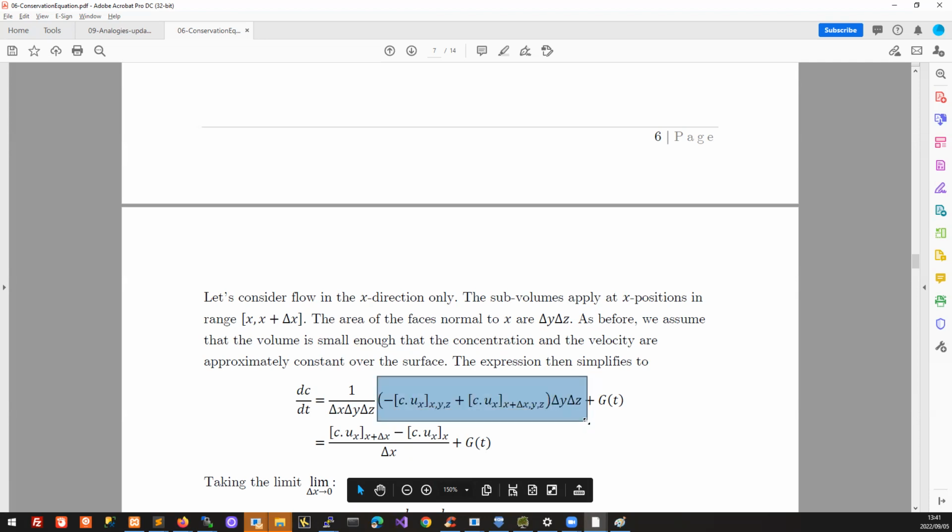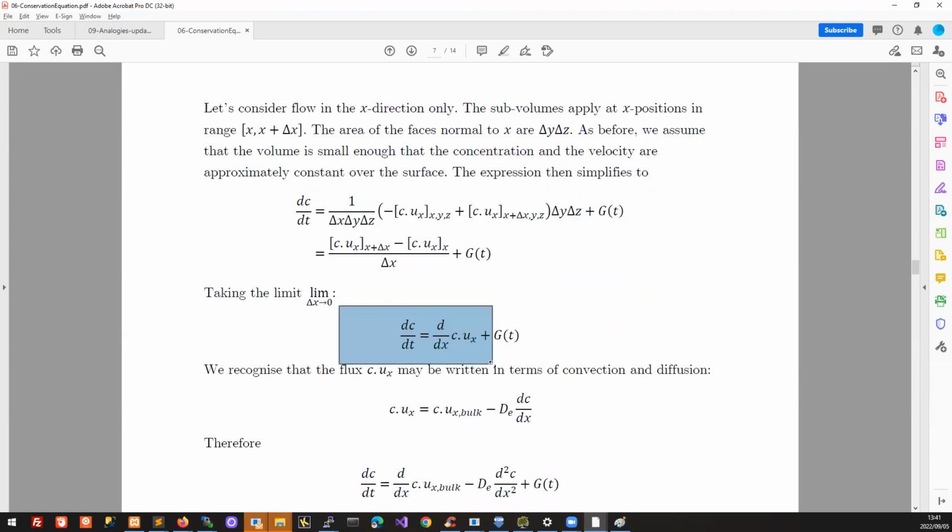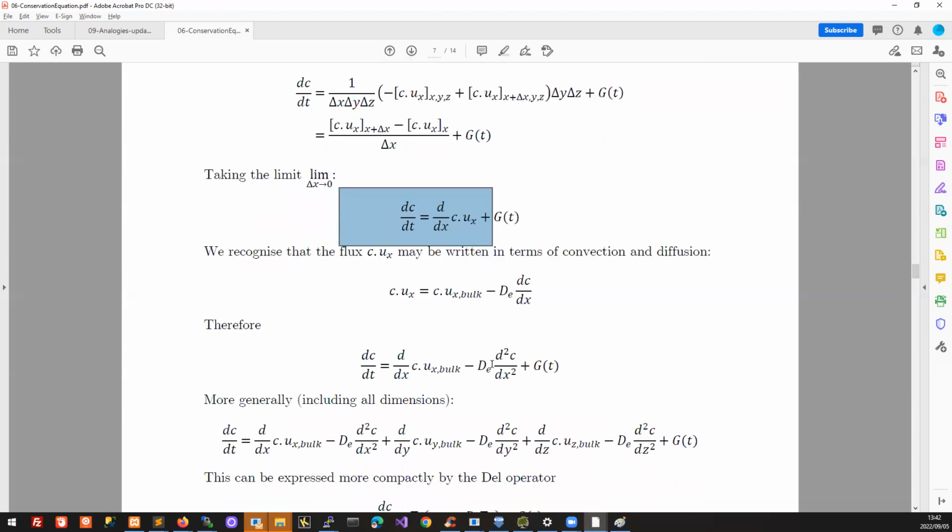So this is the same as when we derive these equations from the bottom up instead of from the top down. At the moment we are going from the top down. We are just integrating everything and then taking sub-volumes on top of that. So now if you apply that, you can see we've got the same form that we are familiar with from before. And this part, the C times UX, we recognize as the total molar flux.